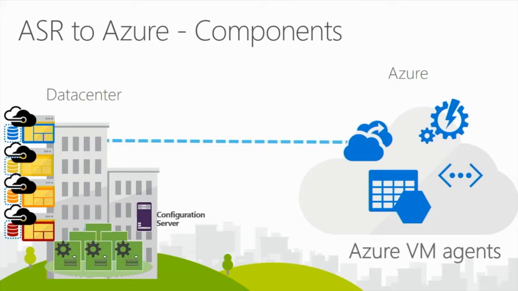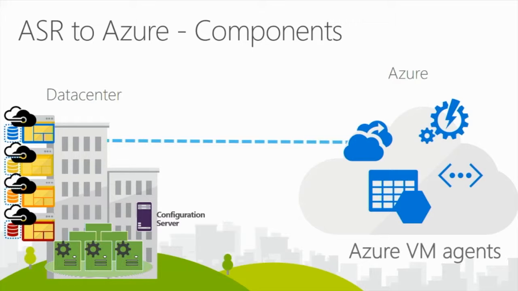But more importantly, if our Azure VM agent's installed, we can communicate with our virtual machine via the Azure control plane. And when we fail this virtual machine over, I'm going to show you why that's really important that we have that functionality available, because we can reconfigure our virtual machine using that control plane.